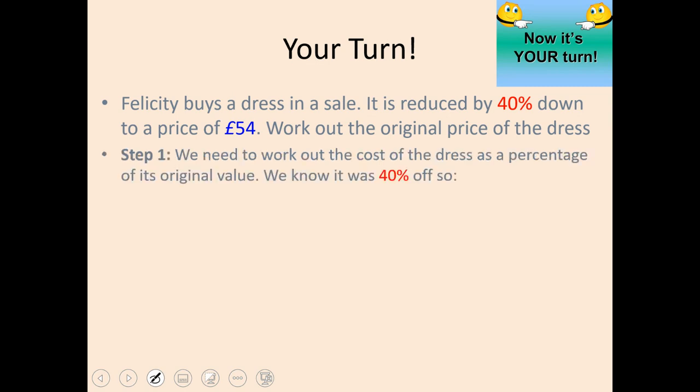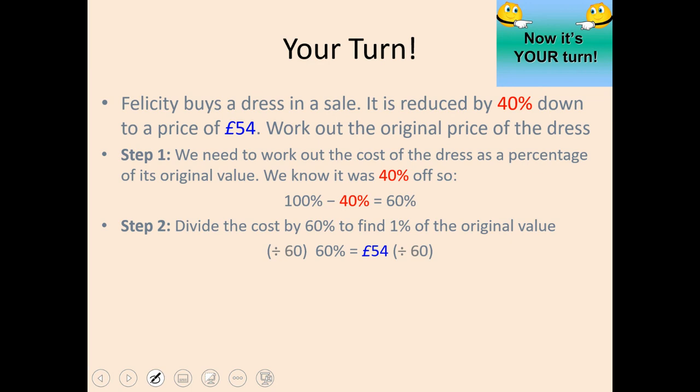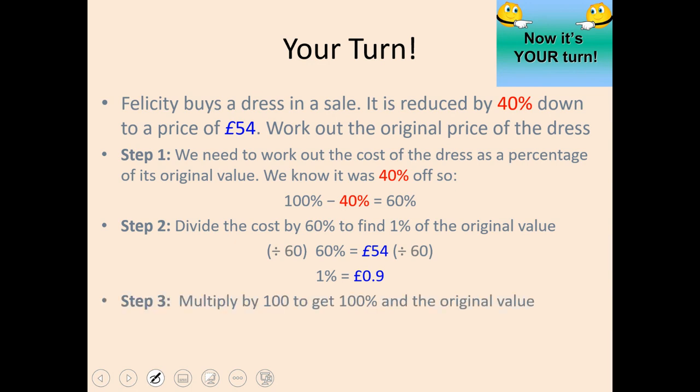So again, step 1, we need to work out the cost of the dress as a percentage of its original value. We know it was 40% off, so 100% minus 40% is actually 60%. So that means 60% is equal to £54. I need to work out the original value, which is 100%. So you can divide both sides by 60, and that will be 1% is equal to £0.9, and then multiply both sides by 100, and that would be 100% is equal to £90.